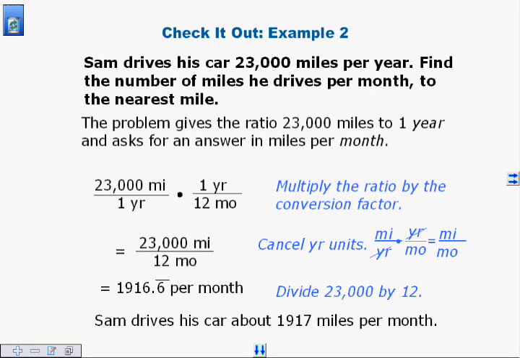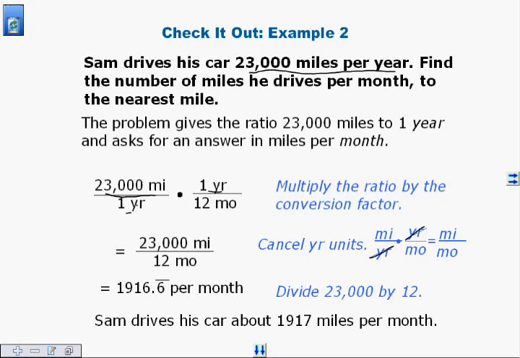Okay, let's check it out. So when we set this up, hopefully you set it up 23,000 miles in a year, because it's 23,000 miles per year. And we need to find the number of miles in a month. Remember, you need to cancel out what you don't need. We don't want the years. We want the months. So we set it up to where we have our year down here, and we have a year up here, because then they cancel out.